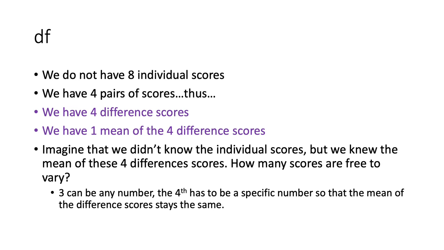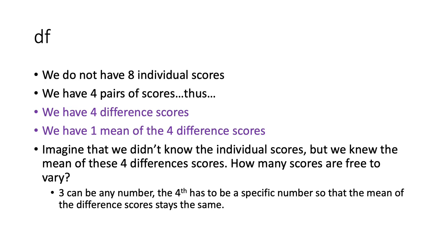So imagine that we didn't know the individual scores, but we knew the mean of these 4 scores. And this mean had to still be the mean. How many scores are free to vary? Well, 3 can be any number. The 4th has to be a specific number so that the mean of the different scores stays the same. Let me show you in the next slide.